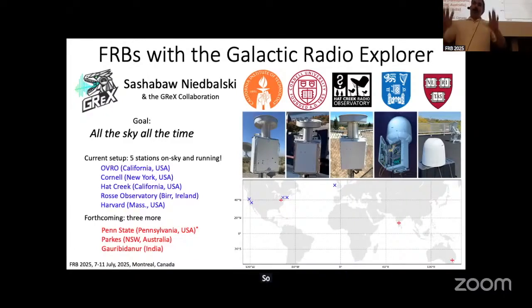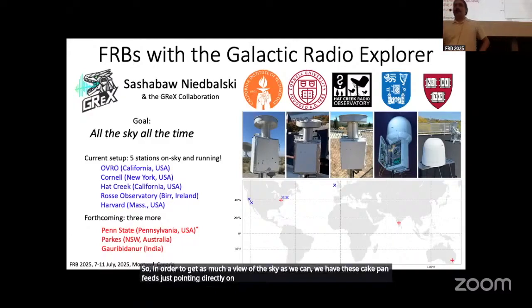So in order to get as much of a view of the sky as we can, we have these cake pan feeds just pointing directly on sky, so we get as much sky as we can.